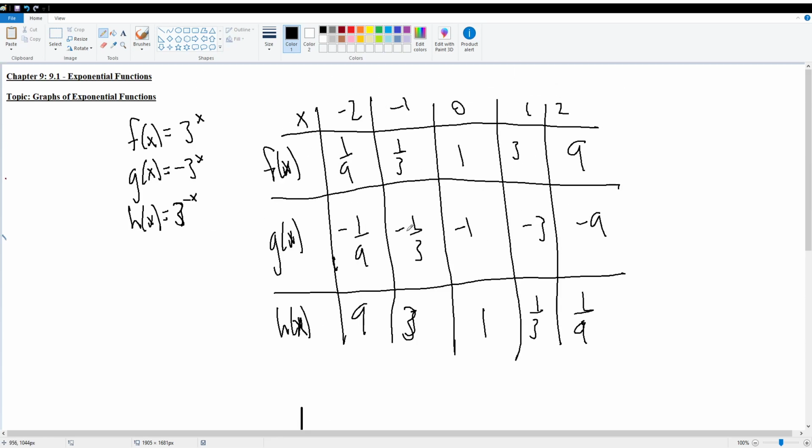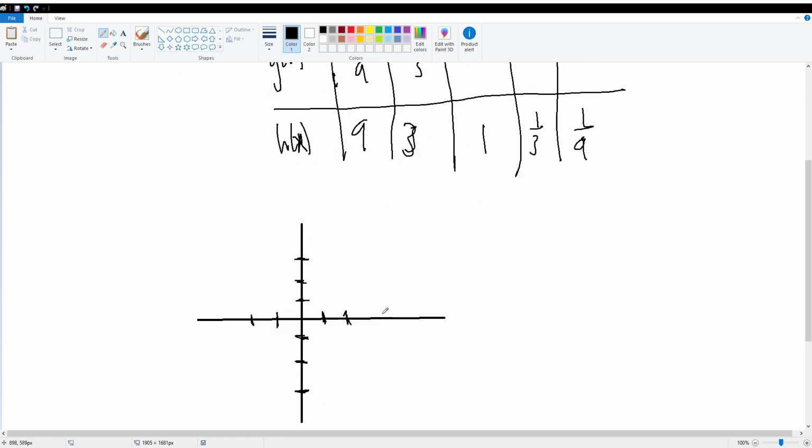So f of x, when x is negative 2, our value is 1/9. So that's just barely above the x-axis. When it's negative 1, it's 1/3, again barely above the x-axis. When it's 0, it's 1. When it's 1, it's 3. And when it's 2, it is 9. And that line looks like this. So something like that.